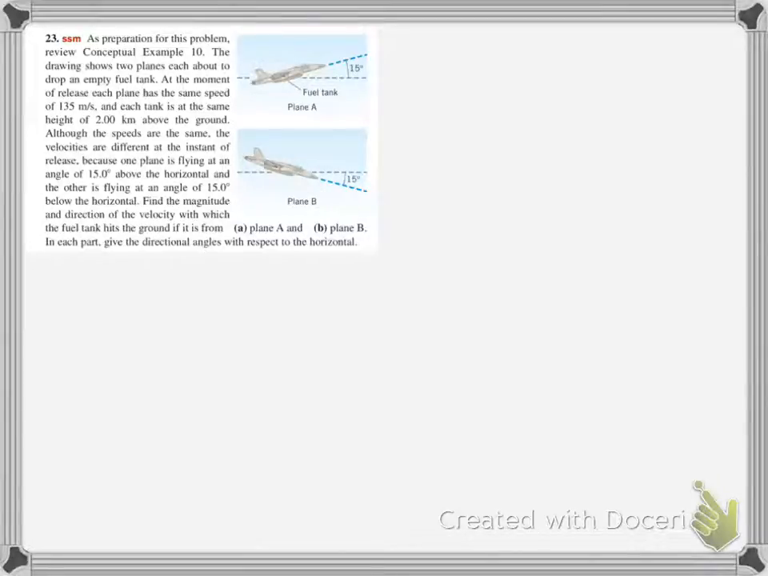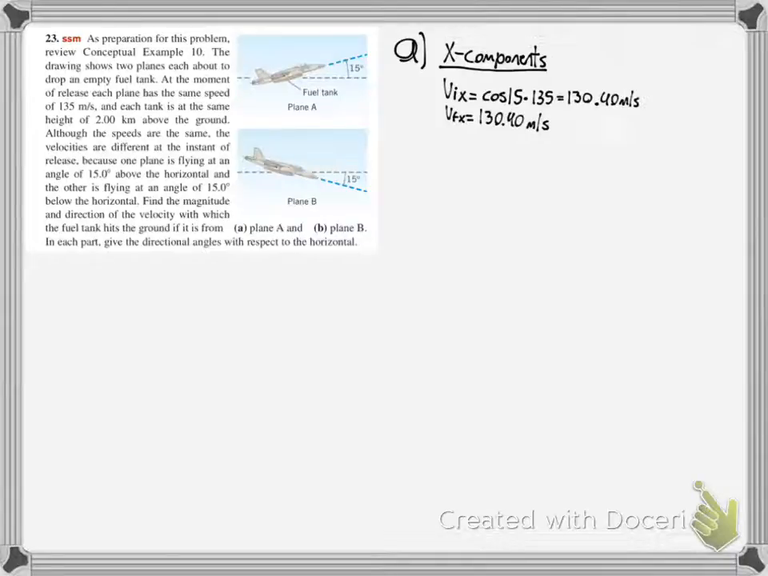Okay, so we start off by writing our x components. And we know that the initial velocity in the x, using our cosine function, is 130.3 meters per second. Final velocity is going to be the same. Our acceleration is always 0. And we don't know our displacement or our time.